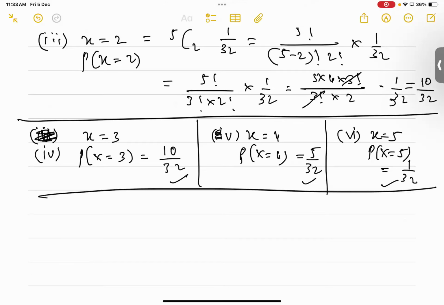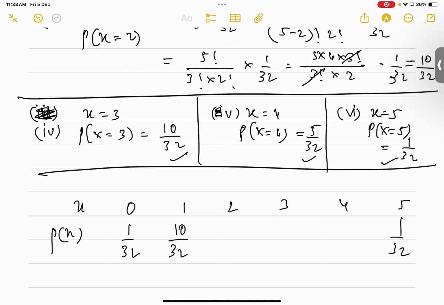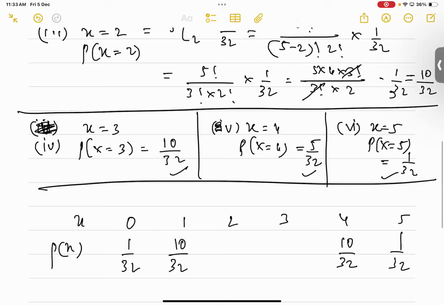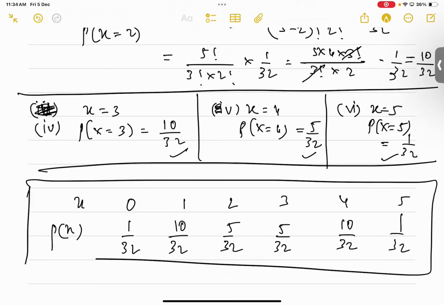Now we'll make the probability distribution. x: 0, 1, 2, 3, 4, 5. P of x: 1 by 32. This is also 1 by 32. This is 10 by 32 by calculation. This is also 10 by 32 by calculation. And this is 5 by 32 and this is also 5 by 32. Okay. So this is the probability distribution.